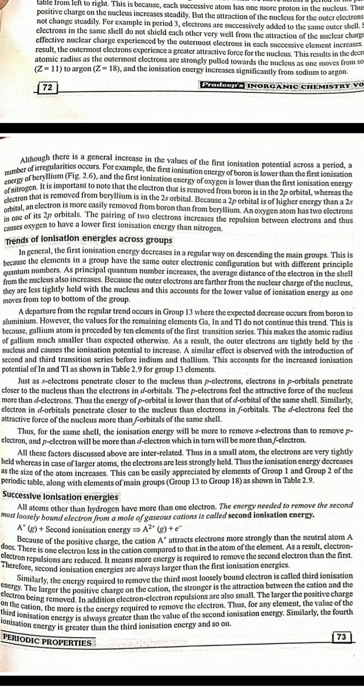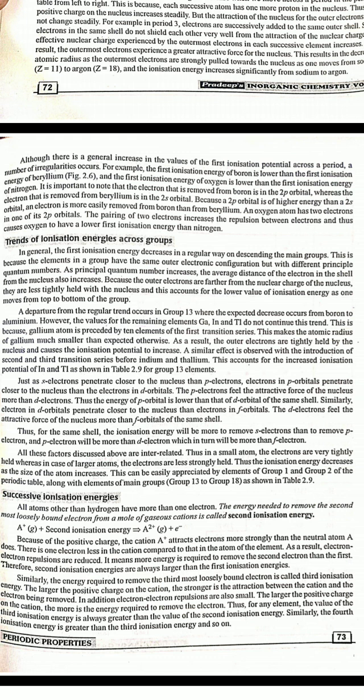Although there is a general increase in the value of the first ionization energy across a period, a number of irregularities occur. For example, the first ionization energy of boron is lower than that of beryllium. The first ionization energy of oxygen is lower than that of nitrogen. It is important to note that the electron removed from boron is in the 2p orbital, whereas the electron removed from beryllium is in the 2s orbital. Because the 2p orbital is of higher energy than the 2s orbital, an electron is more easily removed from boron than from beryllium.